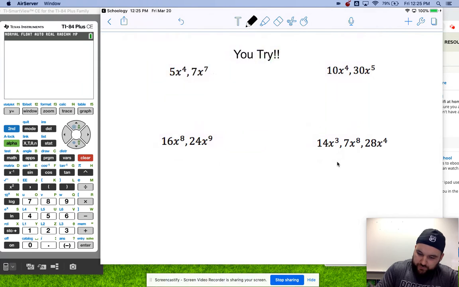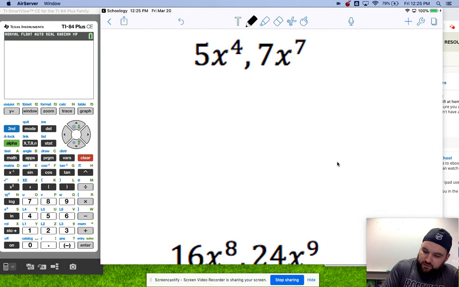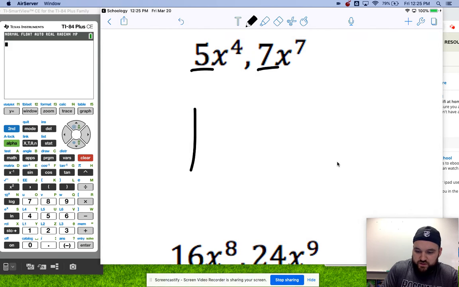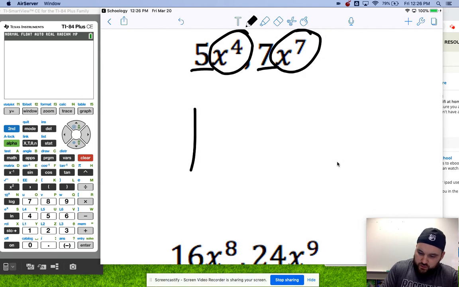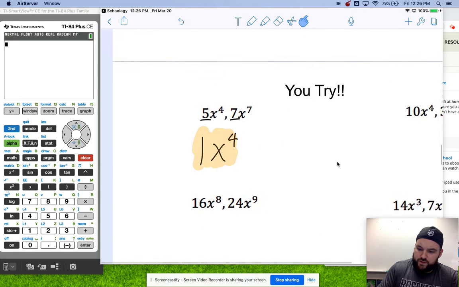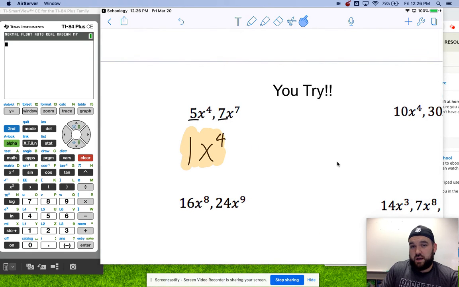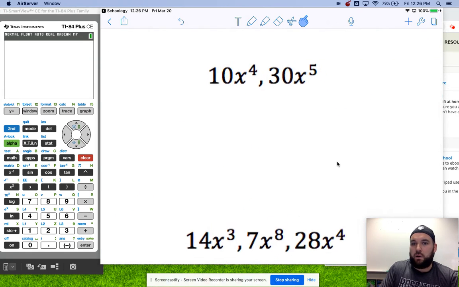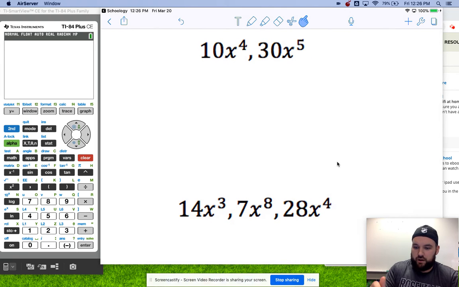All right, so 5x to the 4th and 7x to the 7th. 5 and 7 have no common factor, so we'll just say 1. And then I have x to the 4 and x to the 7. So again, we're going to use the smaller of those two values. So 1x to the 4th is going to be my GCF. Again, you're thinking about this in 2 different phases. What's the biggest number that can divide both? And then what's the smallest power of that common variable?